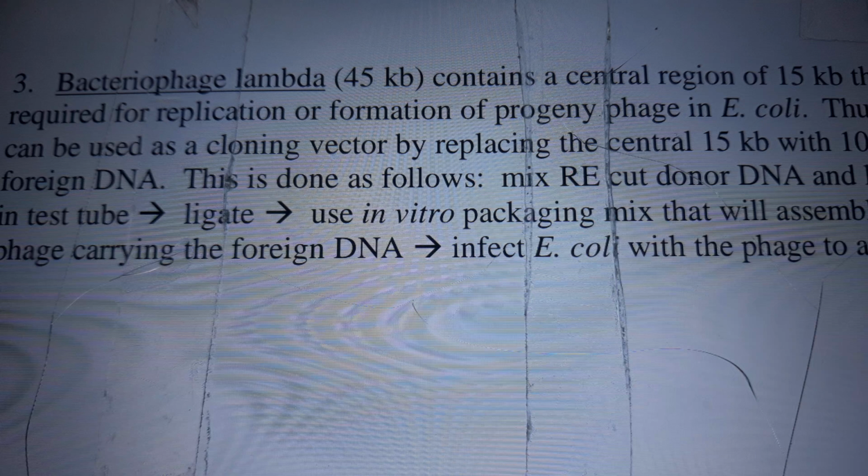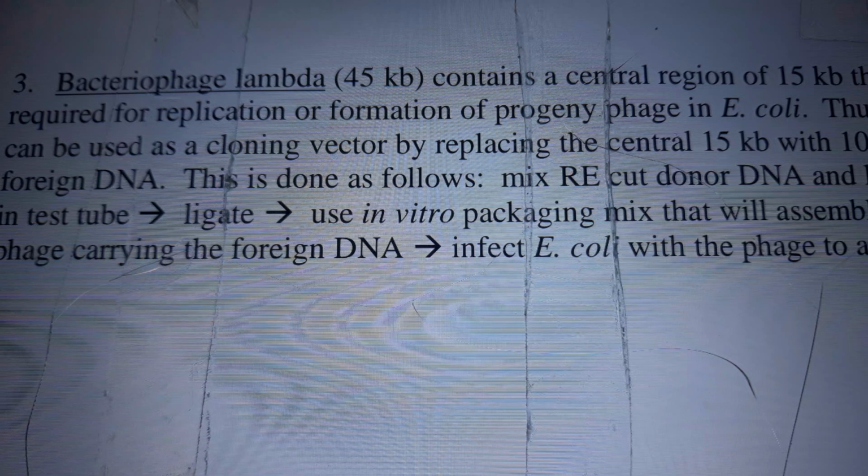3. Bacteriophage lambda, 45 kb, contains a central region of 15 kb that is not required for replication or formation of progeny phage in E. coli. Thus, lambda can be used as a cloning vector by replacing the central 15 kilobase pairs with 10 to 15 kb of foreign DNA. This is done as follows.